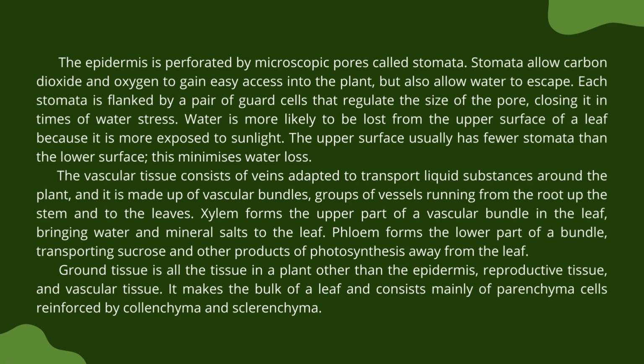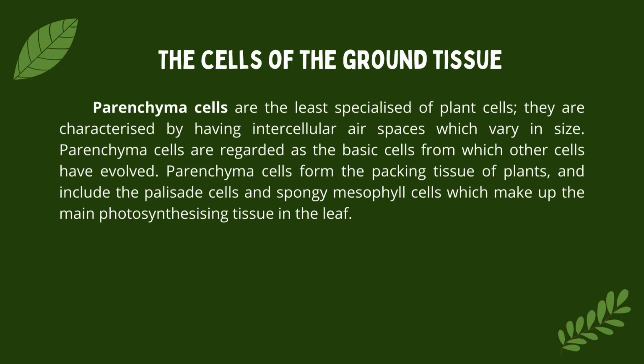Ground tissue is all the tissue in a plant other than the epidermis, reproductive tissue, and vascular tissue. It makes the bulk of a leaf and consists mainly of parenchyma cells reinforced by collenchyma and sclerenchyma. The cells of the ground tissue.